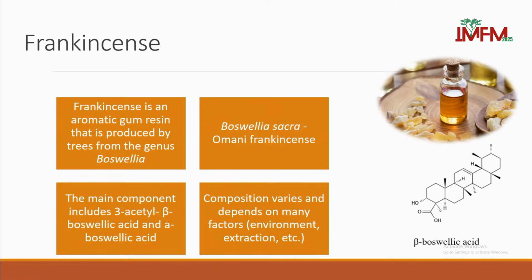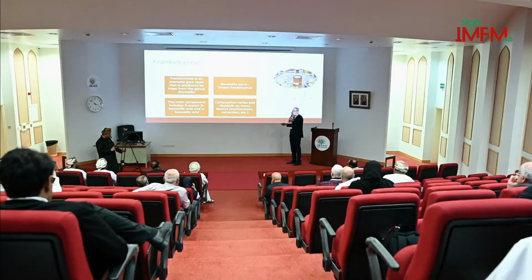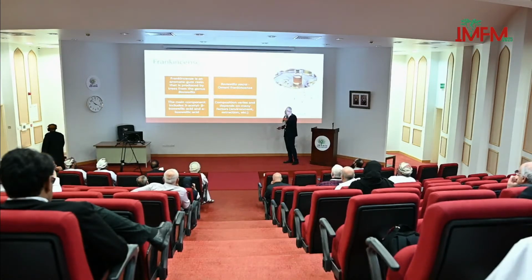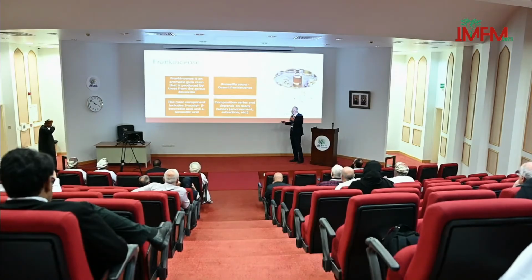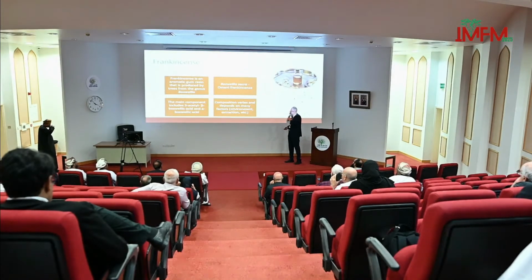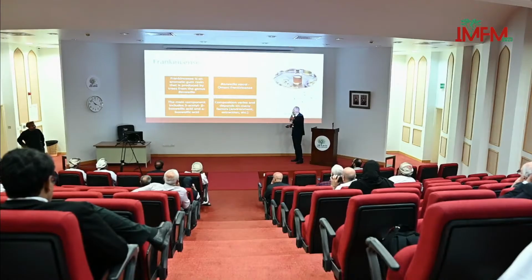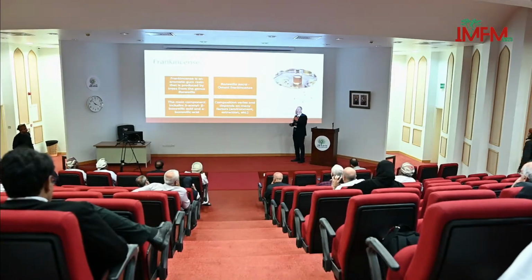We are quite new in this field, but frankincense is an aromatic resin gum that can be obtained from Boswellia trees, and in Oman we have Boswellia sacra. So we are working with this species. And the main component of Boswellia includes different boswellic acids, alpha and beta boswellic acids. And the composition is varying.